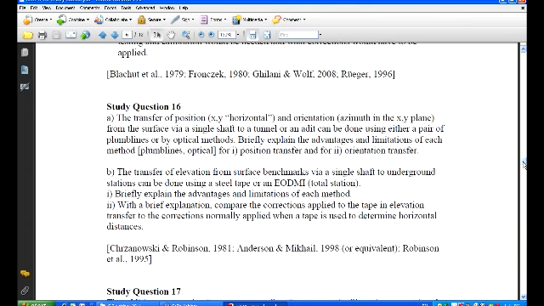Okay, study guide question 16 deals with going from the surface to underground. The first part of the question deals with going horizontally, and the second part deals with going vertically, in other words, taking elevations and transferring. Basically, it's not really transferring elevation, it's transferring distance, and the vertical is really the B part.